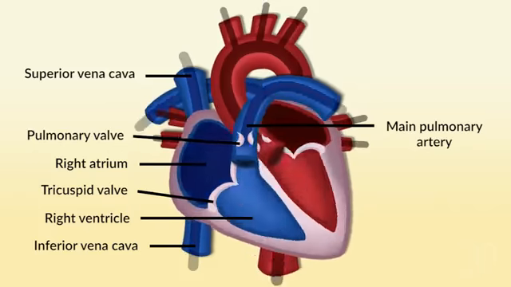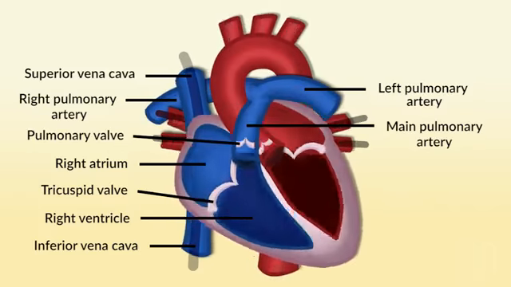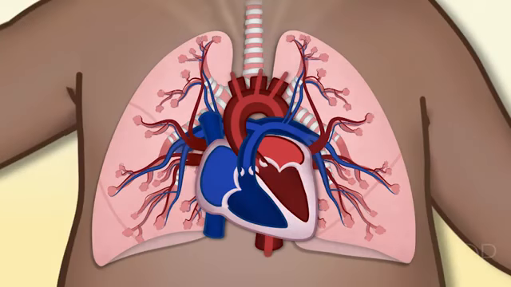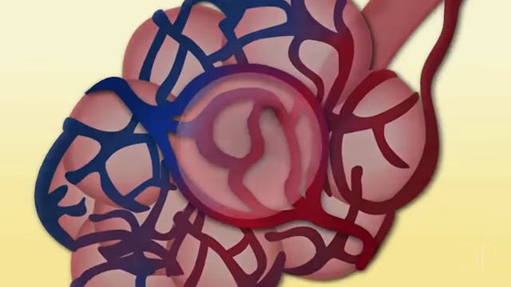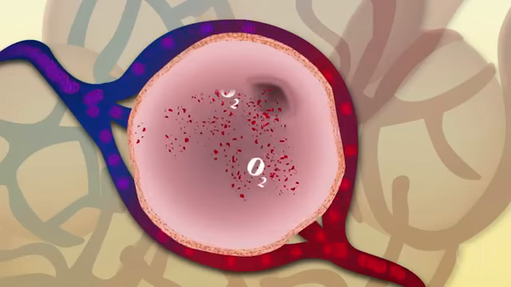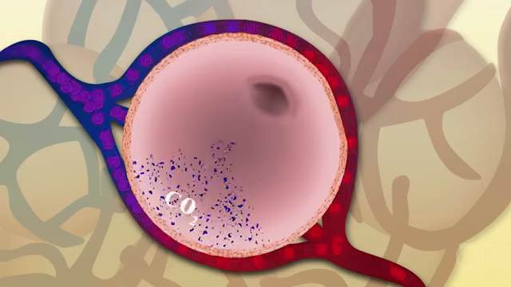The pulmonary artery divides into right and left pulmonary arteries to transport deoxygenated blood from the right side of the heart to the right and left lungs. The pulmonary arteries branch further into the pulmonary capillary bed, where oxygen and carbon dioxide exchange occurs.